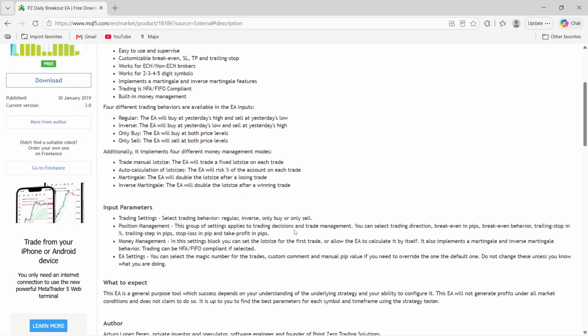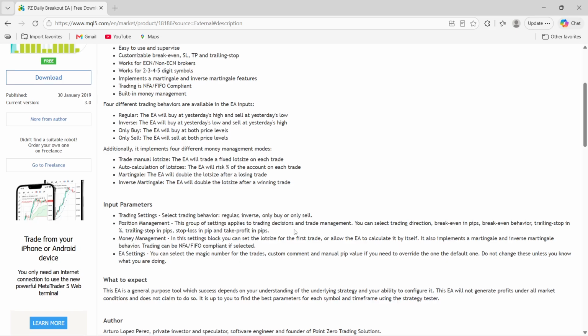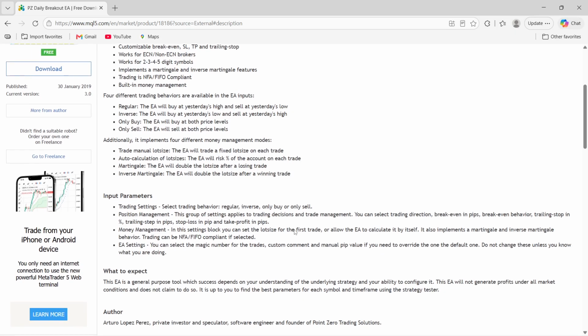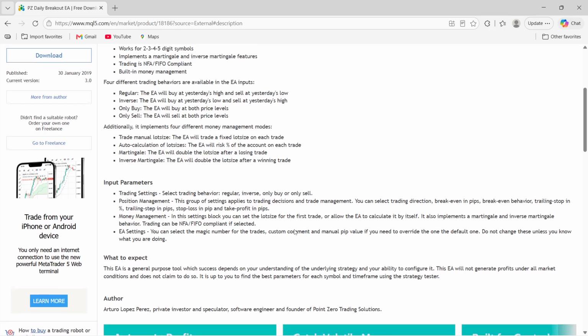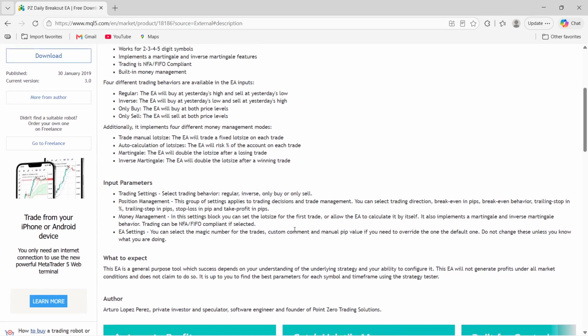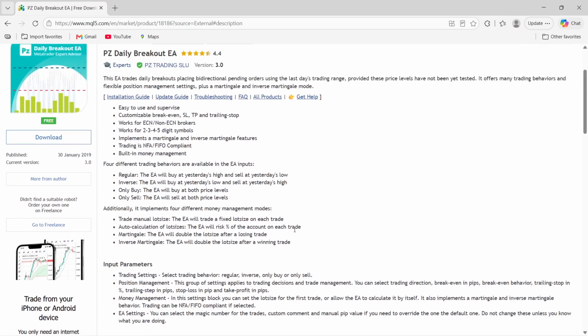So in regular mode, it buys above yesterday's high and sells below yesterday's low. Pure breakout continuation. Inverse mode flips it, buys at the low and sells at the high, basically fading the extremes, especially a reversal. There are also buy only and sell only modes, so you can add your own directional bias. The developer emphasizes it's not some complicated indicator setup, no oscillators, no fancy patterns, just pure price action around those daily levels. Alright, so the MT4 version sticks with pending orders, while MT5 gives you the option for market orders too.